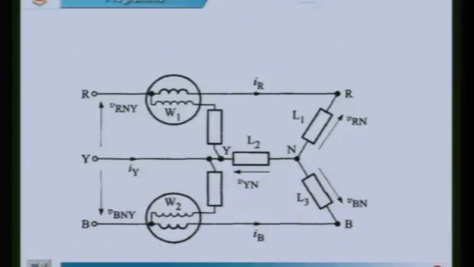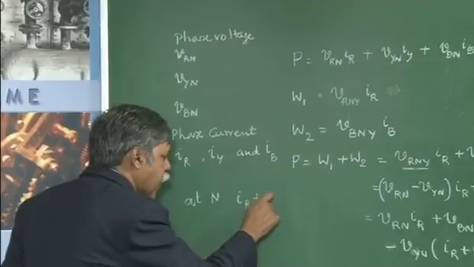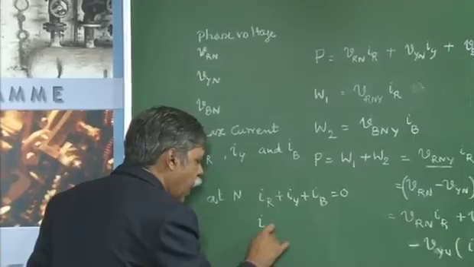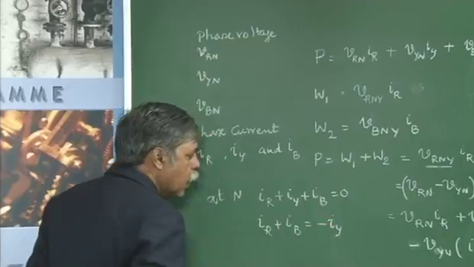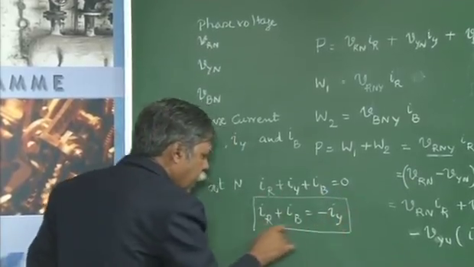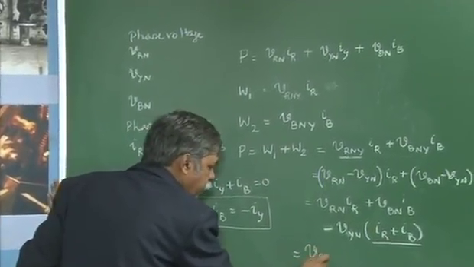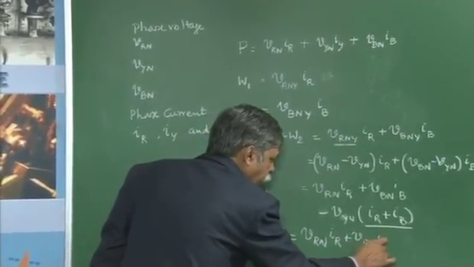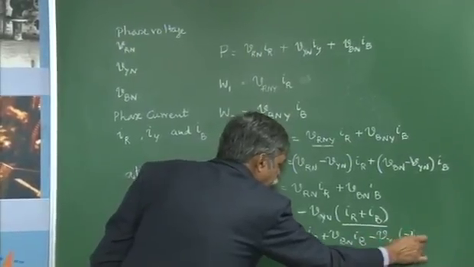Now because the sum of the three currents is equal to 0 here, I can write at N, IR plus IY plus IB is equal to 0. Therefore, IR plus IB is equal to minus IY. So using this relationship, here I get the power will be VRN multiplied by IR plus VBN multiplied by IB minus of VYN multiplied by minus IY.